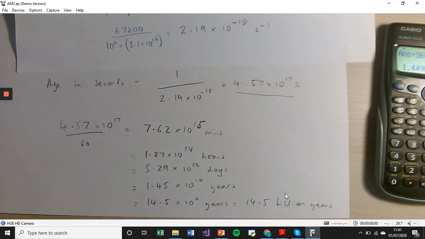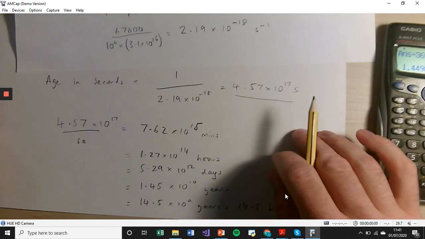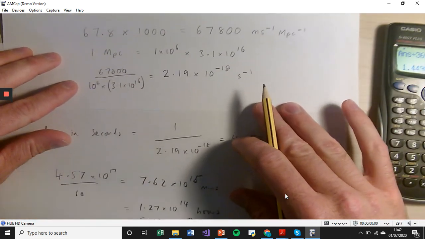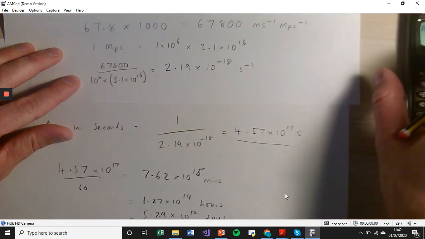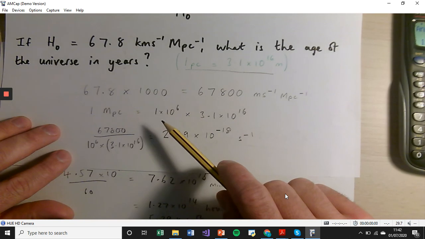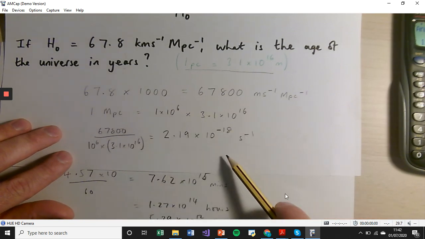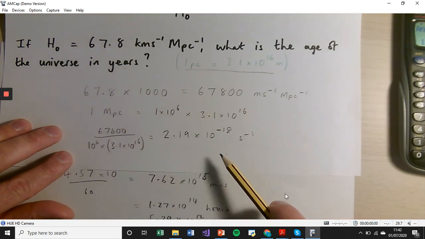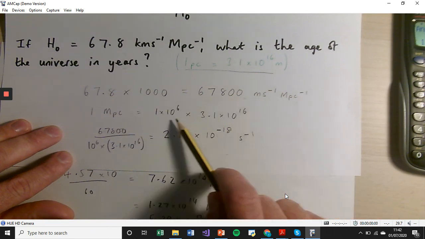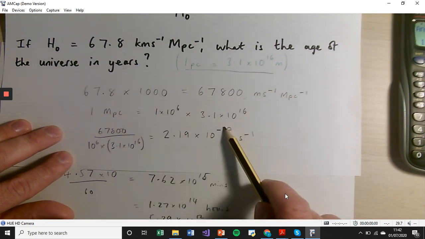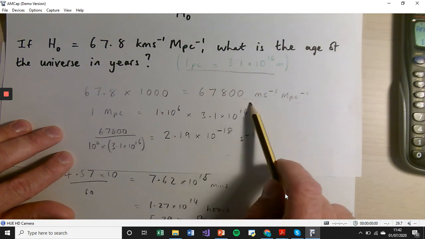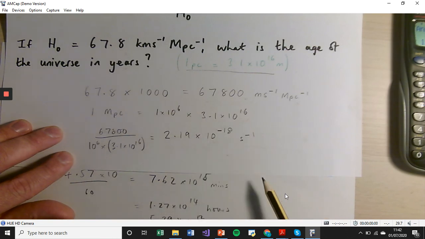So the steps to work out that are, this is a fairly involved calculation. So the difficult bit is to convert the Hubble constant in kilometers per second per megaparsec into per second. And to do that, you times by 1,000 to get it into meters per second per megaparsec, and you divide by 1,000,000 lots of the number of meters in a parsec. That 3.1 times 10 to the 16 is given to you in the formula booklet.